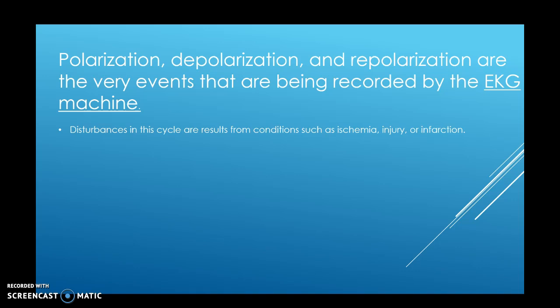Polarization, depolarization, and repolarization are the events that the actual machine records. Okay? If there's a disturbance in that cycle, it can mean various conditions such as ischemia, injury, infarction.